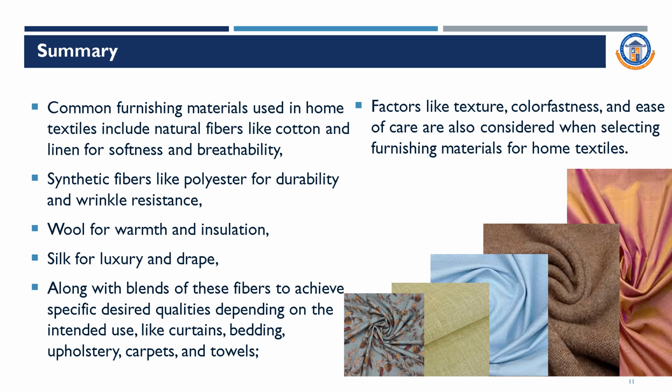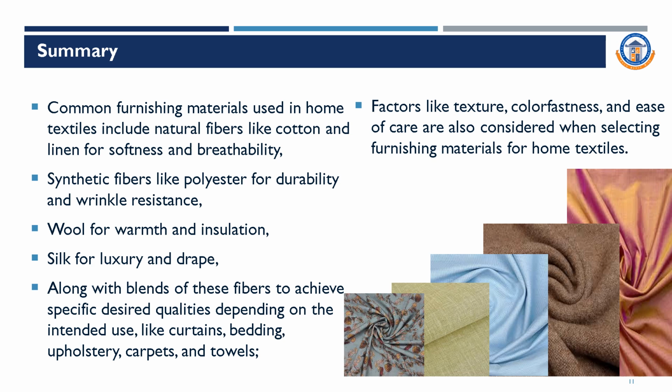So in summary, I would like to conclude that common furnishing materials used in home textiles include natural fibers like cotton and linen for softness and breathability. Sometimes we can use synthetic materials if durability and wrinkle resistance is the primary functionality or property we require. And if we go for wool, that gives warmth and insulation. And if you focus on luxury and drape, go for silk.